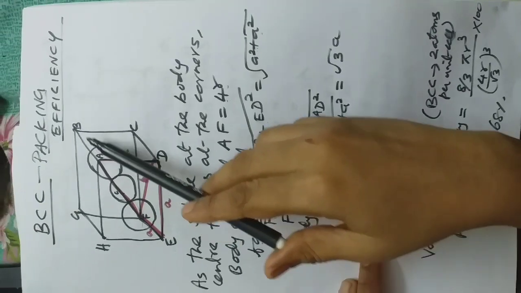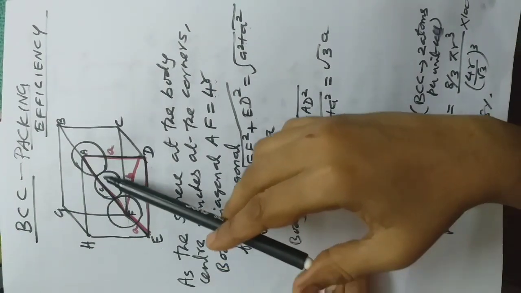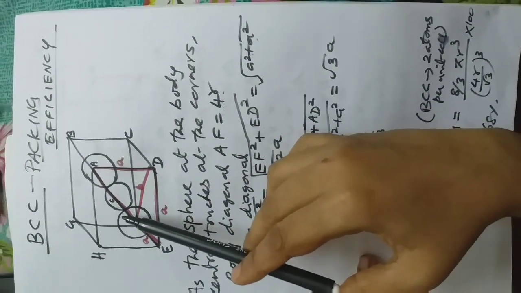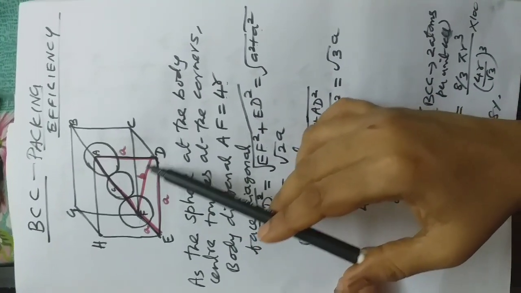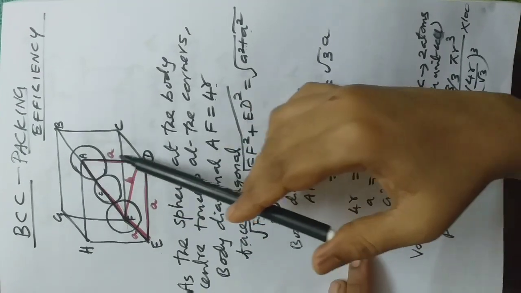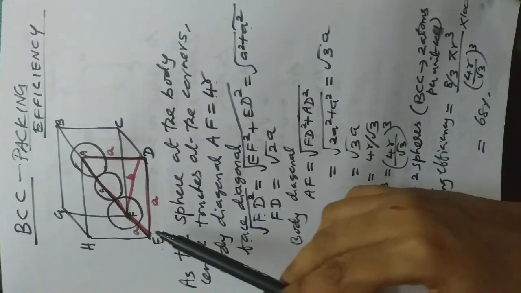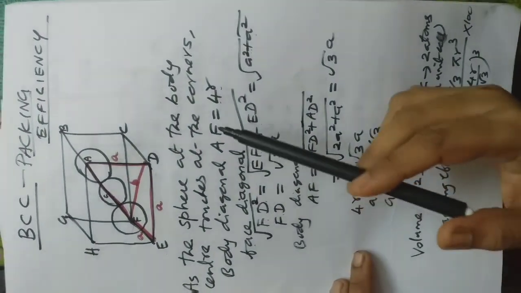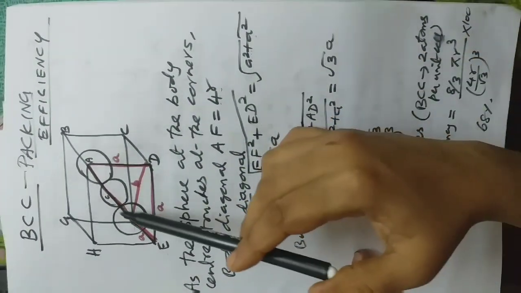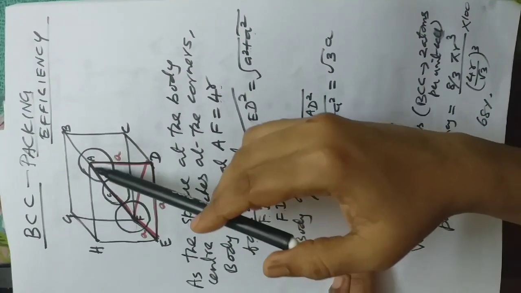BCC structure I have drawn here, and the corners are taken as A, B, C, D, E, F, G and H. Here the body diagonal is taken as C, and the face diagonal FD is taken as B, and this distance is taken as A, and this A and this A. As the sphere at the body center touches the corners, this body diagonal AF is nothing but 4R. Why? Because here 1R, here 1R, here 1R, here 1R.